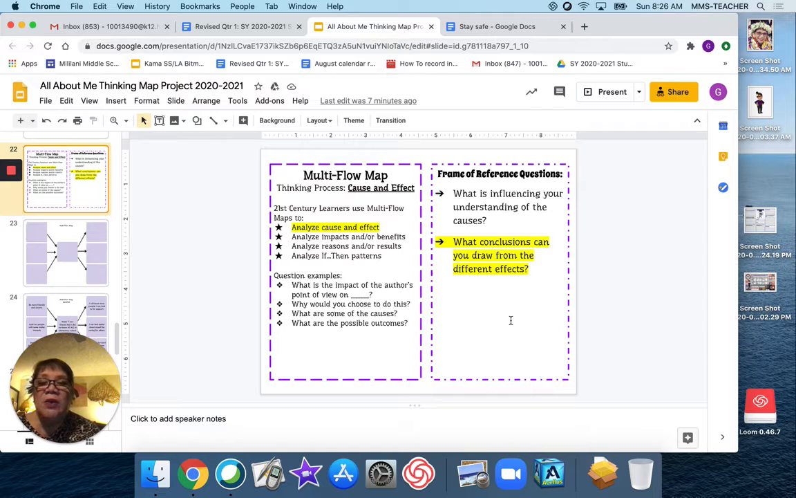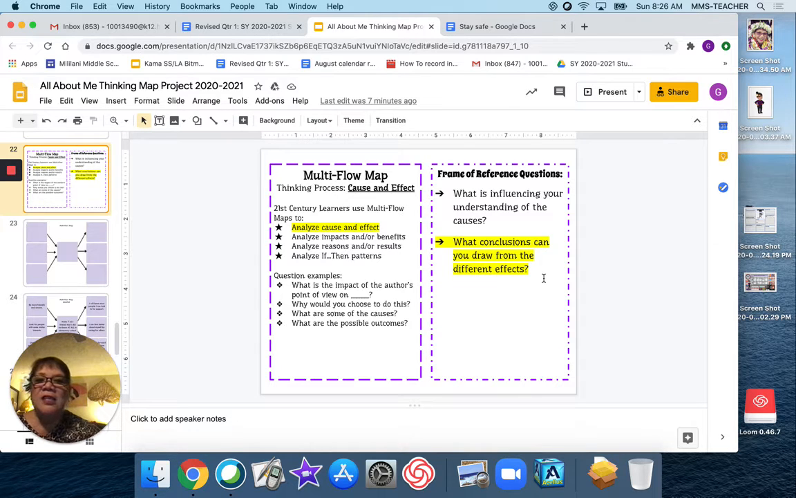Now, when you work on your frame of reference questions, here are two questions that are tied into the multi-flow map. First one is, what is influencing your understanding of the causes? The second frame of reference question is what we're going to focus on when you do your multi-flow map. And that is, what conclusions can you draw from the different effects?